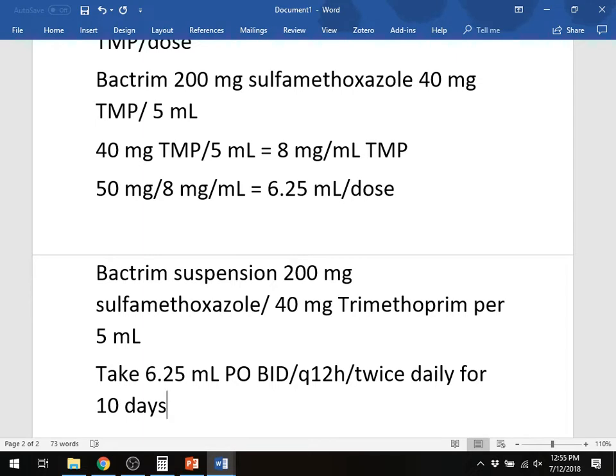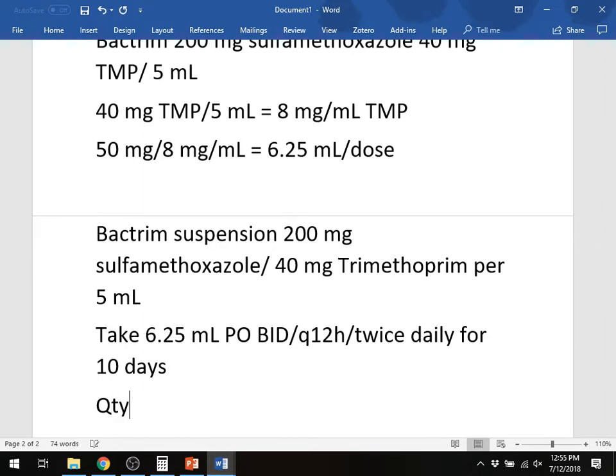So next, I want to get my quantity to dispense. So quantity would be what? So you figure out how much they're taking per day, right? So 6.25 times 2, which is what? 12.5 mLs times how many days? 10 days. So 12.5 times 10 is 125 mLs. So I could just say quantity 125 mLs. Now, if you write for a little overfill, I don't care about that.